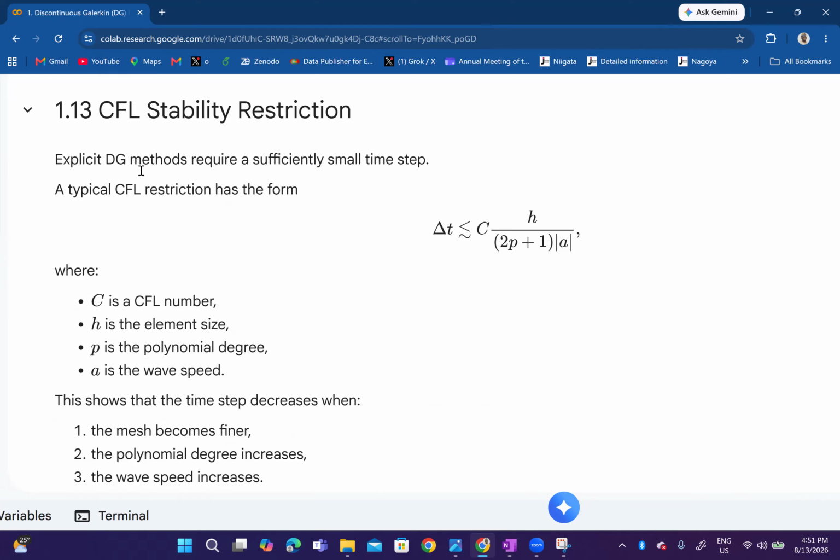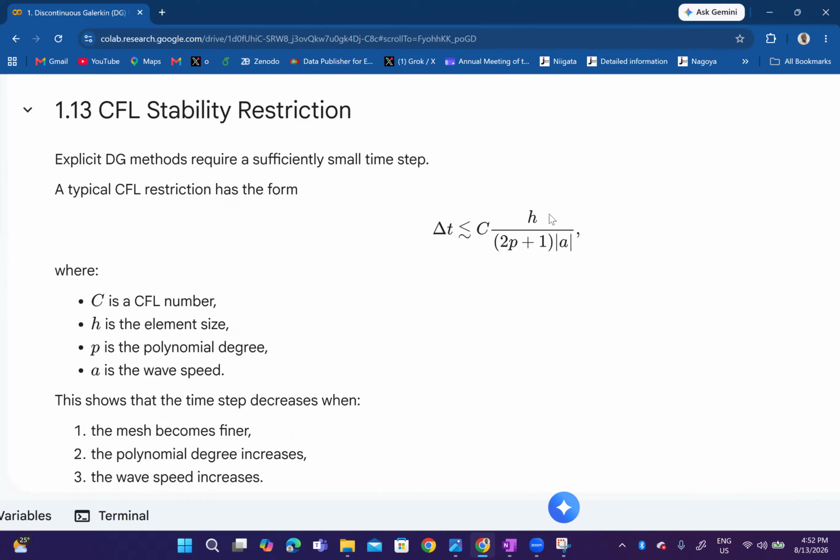Explicit discontinuous Galerkin methods require a sufficiently small time step. A typical CFL restriction has the form: change in t is approximately less than C h over (2p plus 1) multiplied by the absolute value of a, where C is the CFL number, h is the element size, p is the polynomial degree, and a is the wave speed here.